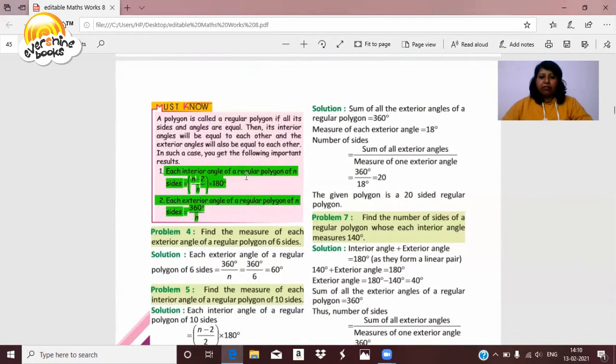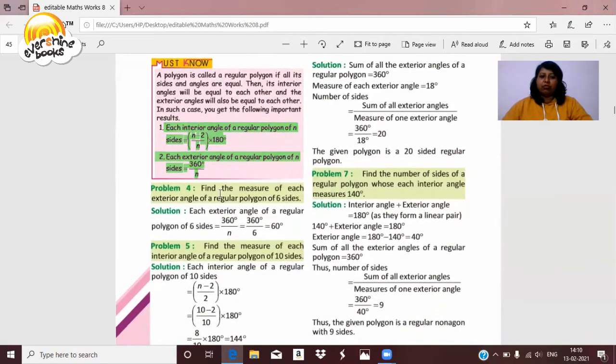Each interior angle of a regular polygon of n sides will be (n minus 2) upon n into 180 degrees. You can find it using this formula. Exterior angle of a regular polygon of n sides will be equal to 360 degrees upon n.